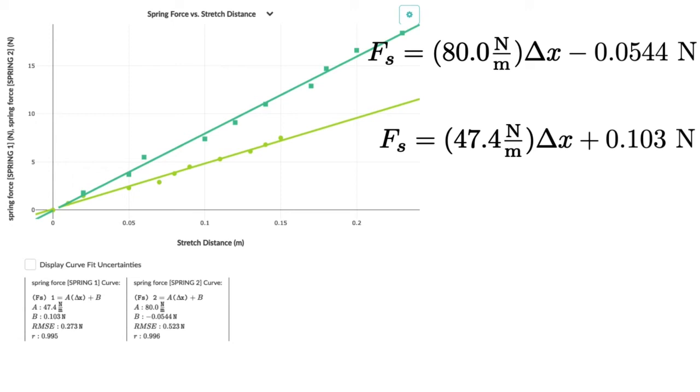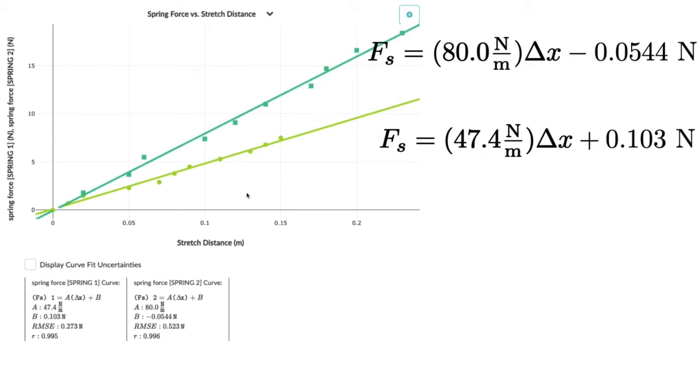Let's check out the results to the spring lab and see what we can learn from it. So here are some sample results. So we have the data graph. You can see the table down here. And all I've done up here is given the equations for both of the best fit lines. So you can see the main difference between the two springs is their slopes are different.